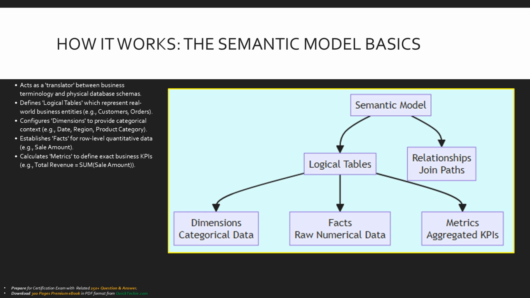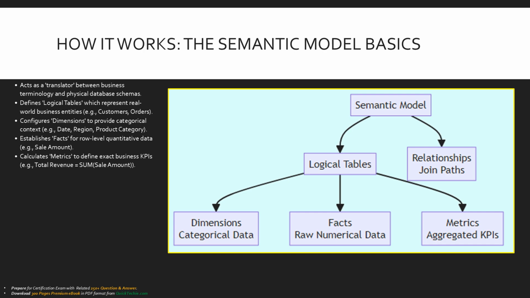Let's walk through the architectural hierarchy of a semantic model shown on screen. At the very top level, we have the semantic model itself, which serves as the overarching container. It branches down into one or more logical tables. These logical tables are business-friendly abstractions of your physical Snowflake tables or views. Within each logical table, you define the core components: dimensions for slicing and dicing the data, facts for your raw measurable quantities, and metrics for your highly specific, aggregated KPIs.